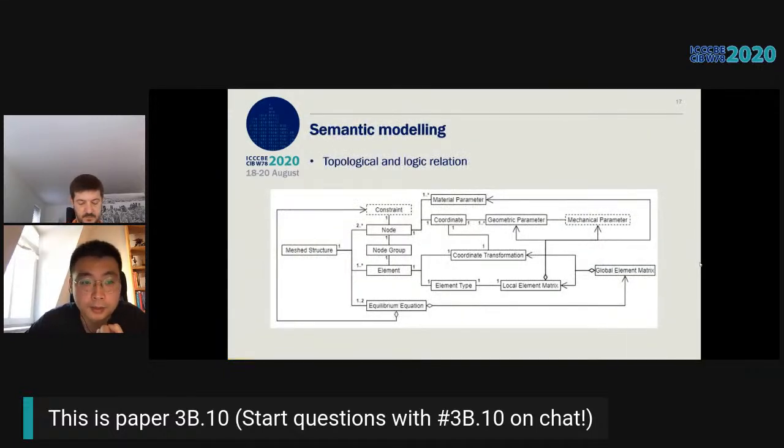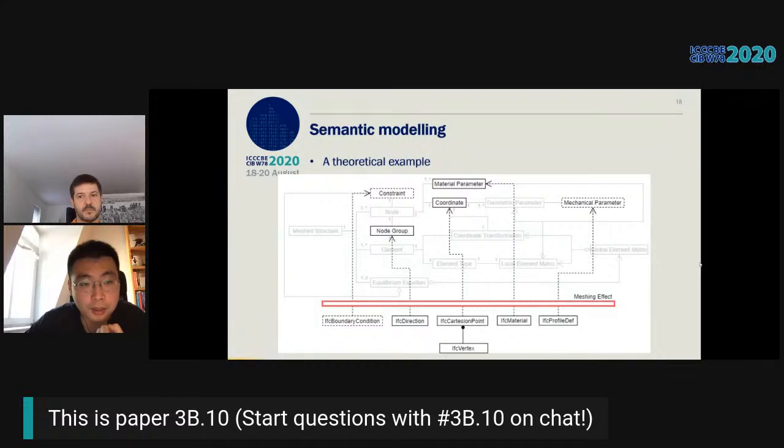Based on the preceding work, the topological and the logic relations of the required data of structural analysis using FEM are represented in this UML diagram. A meshed structure has nodes and finite elements, and can be formulated by an equilibrium equation. A node has coordinates, material parameters and constraints. Coordinates can be acquired from geometric parameters. Coefficients of cross-section are part of them as well, and the mechanical parameters can be calculated through them.